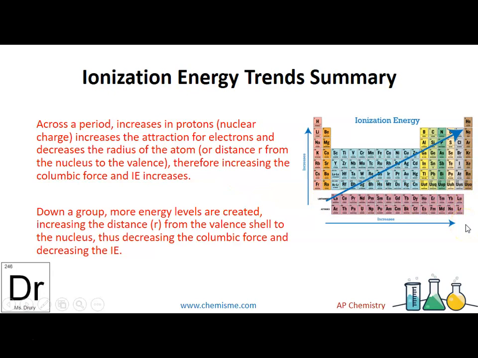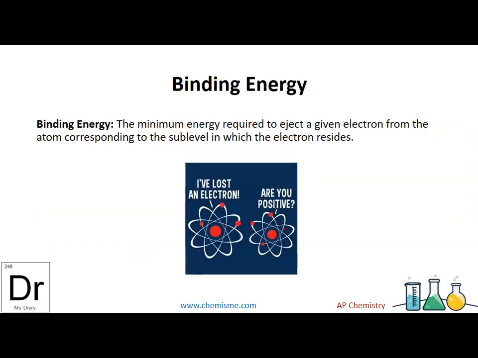And then down a group, as there's more energy levels created, the distance between them is so much larger, it doesn't even matter there's more protons. They're so far away that the Coulomb force is weak, and it decreases the energy needed to remove the electron. So how is that going to play into the next parts?